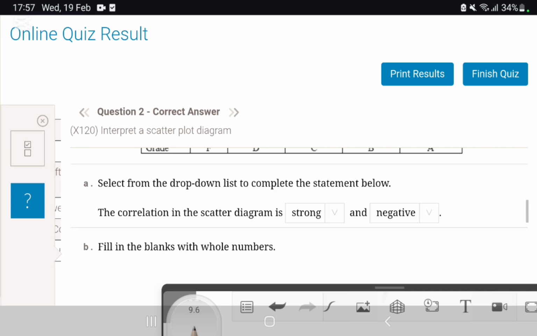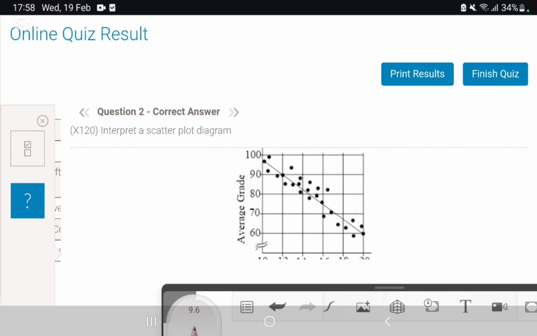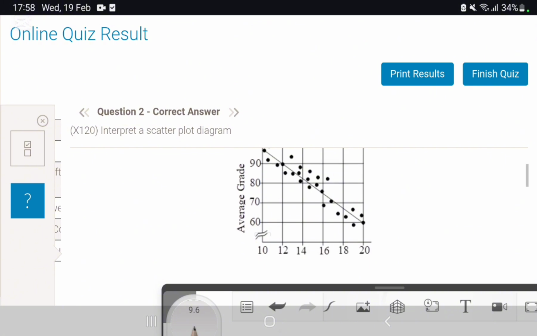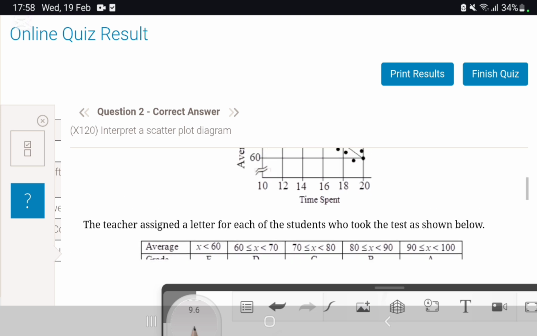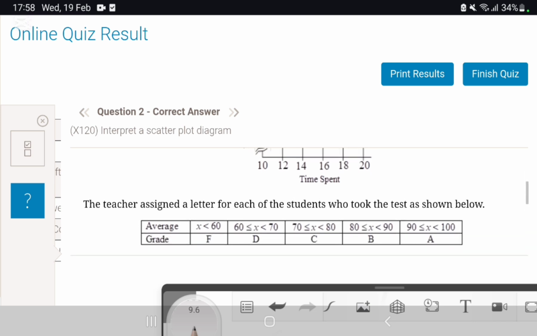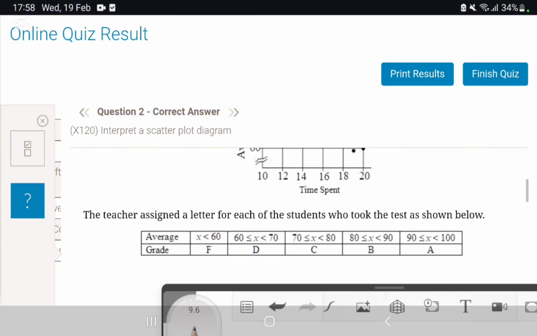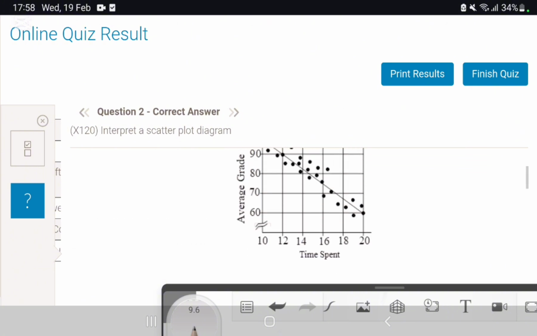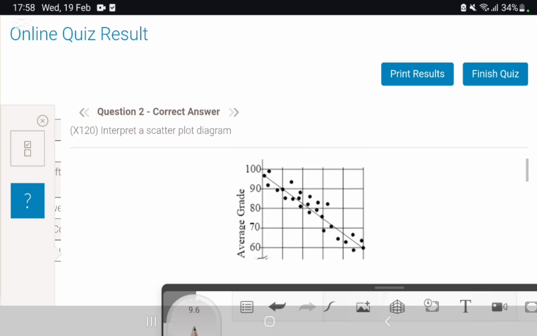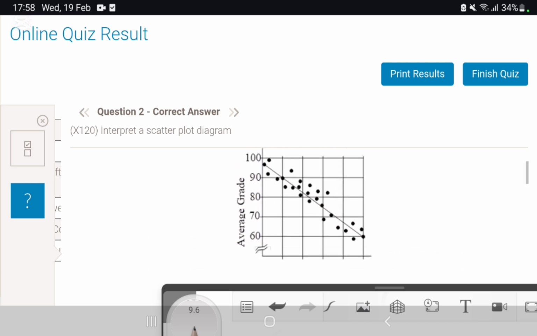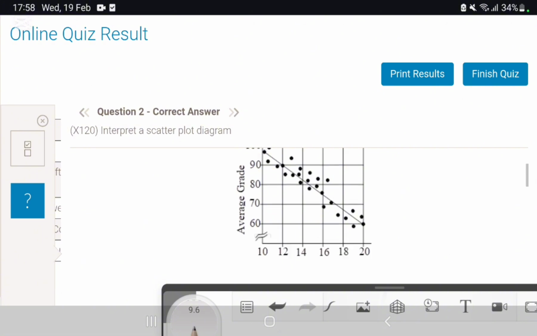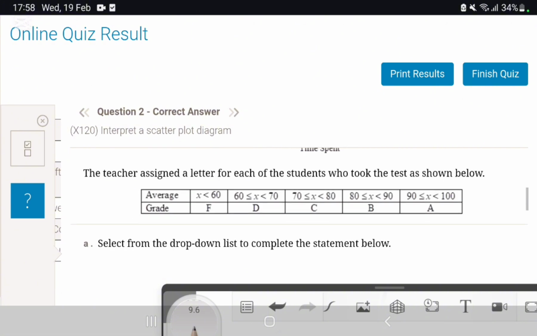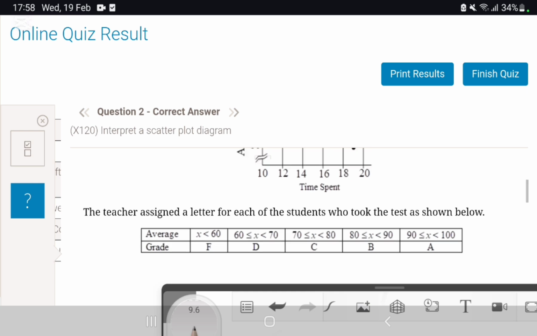The modal letter is where most of the dots are located. And here, from below 60 there is barely any, and 60 to 70 there is a bit, from 70 to 80 there is a bit more, and from 80 to 90 there is a lot, and from 90 to 100 there is a little bit. So the modal letter is B because the most people are between 80 and 90.